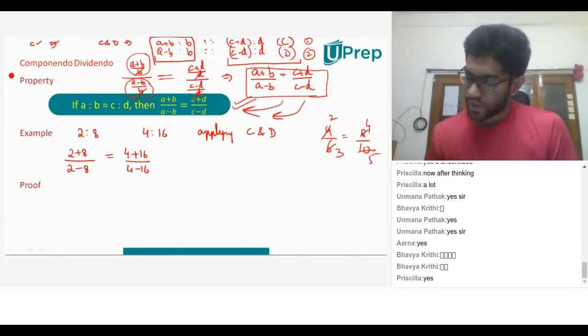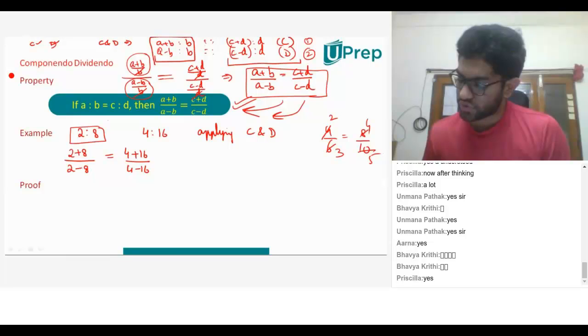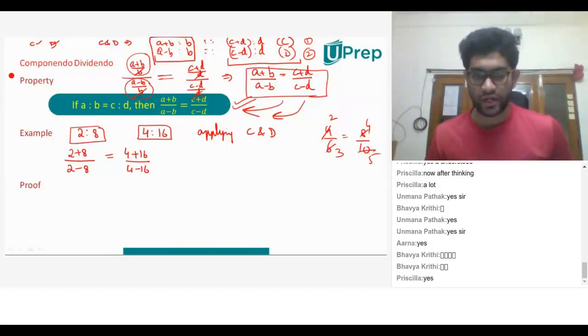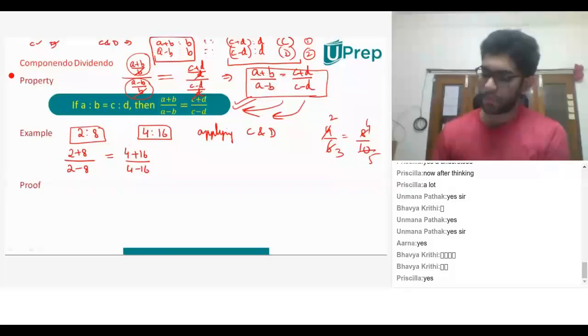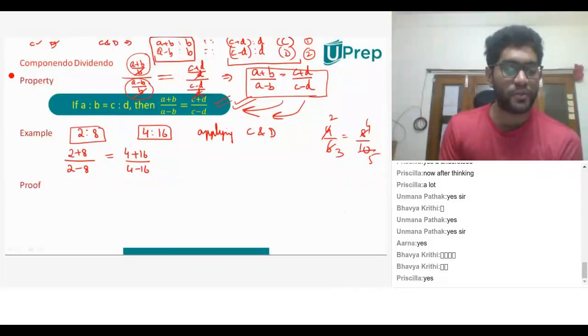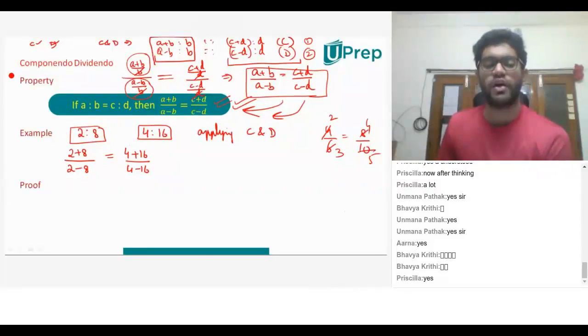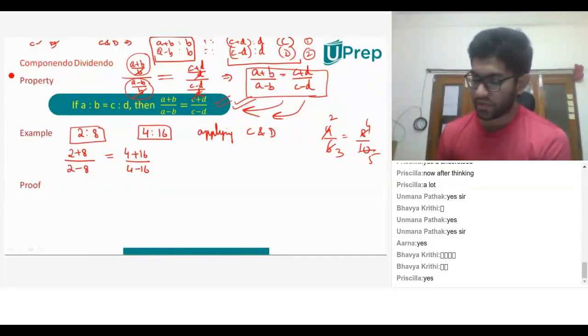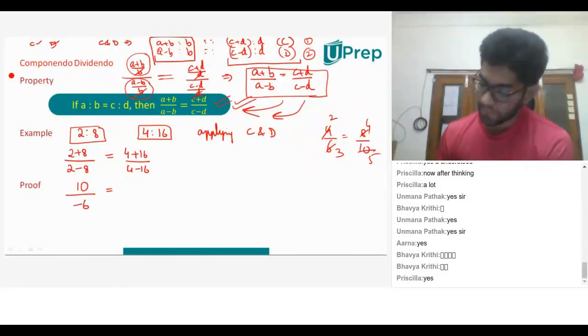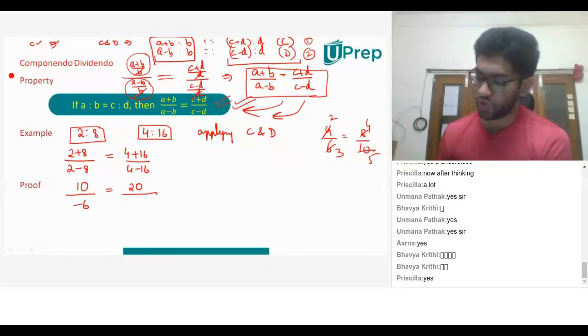Alright. So now we have taken the two ratios 2 is to 8 and 4 is to 16. Then I applied componendo and dividendo. What did I get? This is the property that I applied. If you guys cannot get the property right in your head, just derive it in your exam or wherever you want to apply it. Alright. 2 plus 8 by 2 minus 8, that is a plus b by a minus b, and 4 plus 16 by 4 minus 16. So what is 2 plus 8? 10. What is 2 minus 8? Minus 6. What is 4 plus 16? 20. What is 4 minus 16? Minus 12.